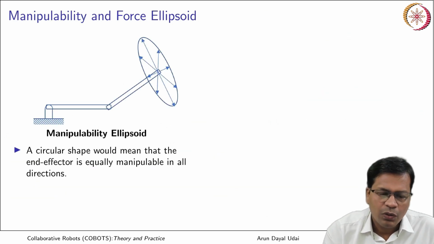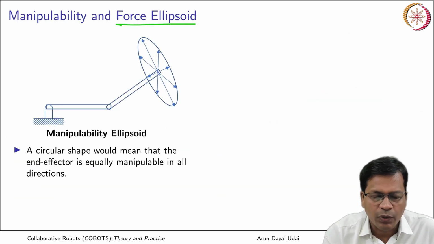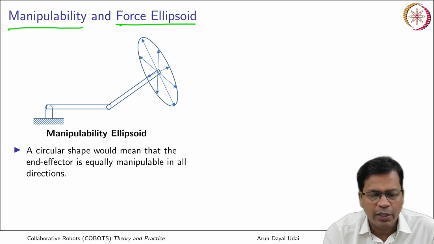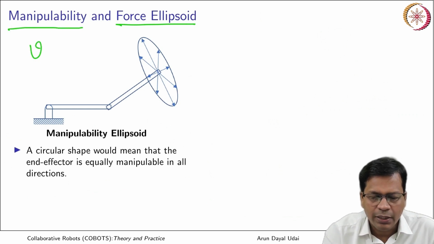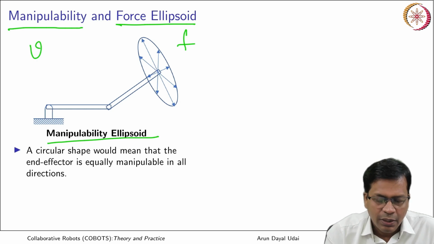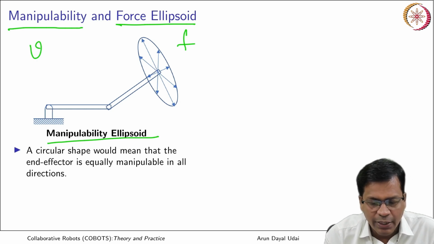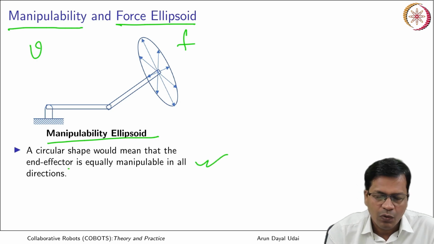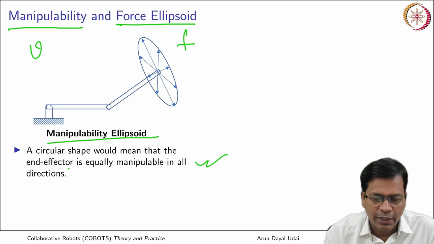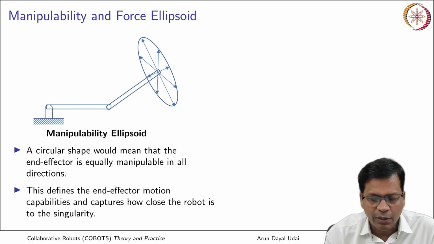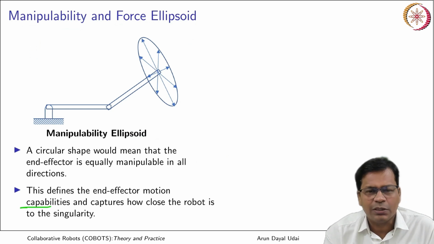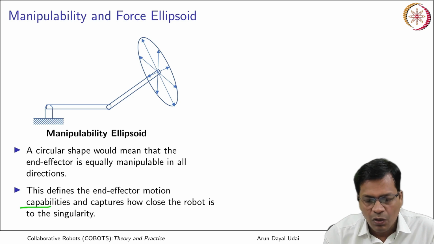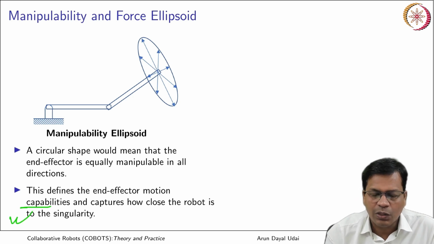Okay, so manipulability and force ellipsoid. This is known as a manipulability ellipsoid when it is with velocity, and in case I commence with force, it is known as a force ellipsoid. So for a manipulability ellipsoid, a circular shape would mean that the end effector is equally manipulable in all the directions. Okay, equally manipulable in all the directions. It defines the end effector motion capabilities and captures how close the robot is to the singularity.